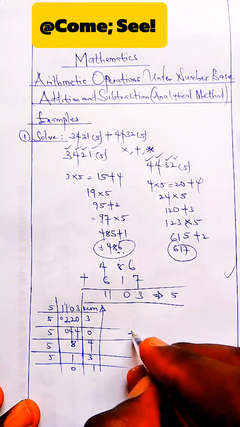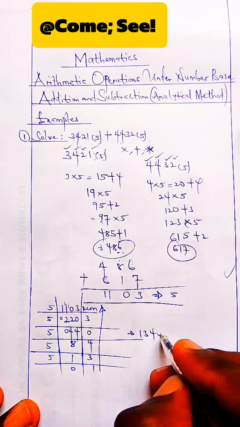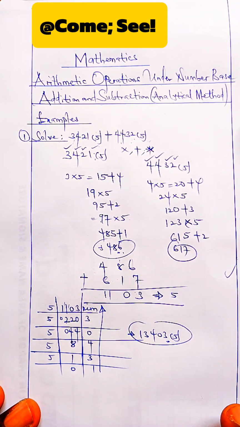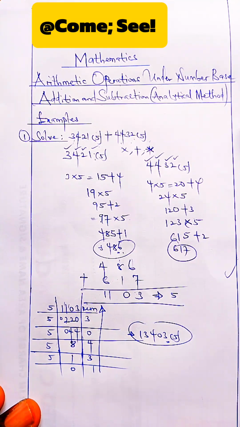State your answer in base 5. So this is 13403 base 5. And these are to use the analytical method to solve this, as easy as ABC. Convert each of them first to base 10. Then once you get your answers in base 10, they become ordinary numbers. Then you add up. Once you're done with that, convert to the base given.